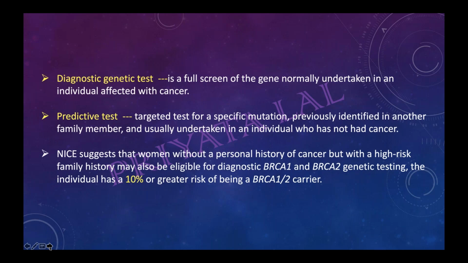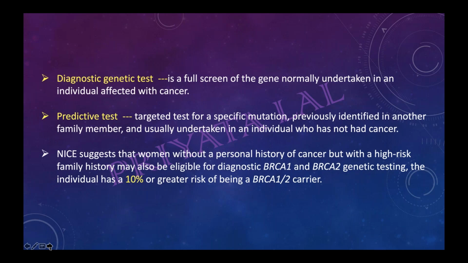The second type of test is the predictive test. This is for when one member of a family has one kind of cancer. This test is done in an individual who does not have cancer. So with the family history, a targeted test is done only for one mutation.